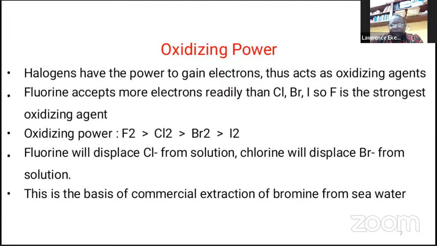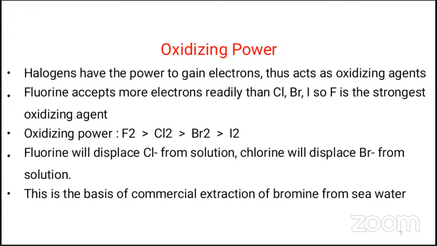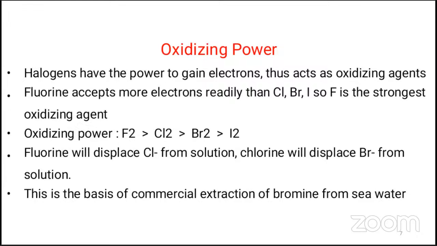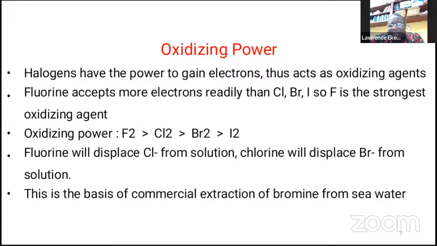Most of the halogens act as oxidizing agents. Why do halogens act as oxidizing agents? Because they have the ability to gain electrons, and because of that, they act as oxidizing agents. And so they have the ability to oxidize metals.